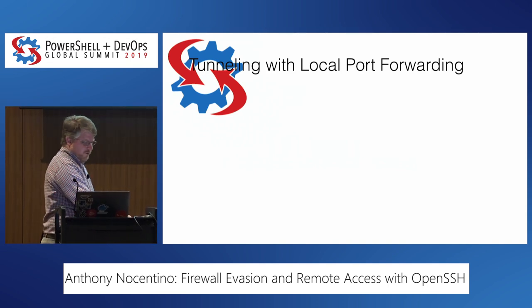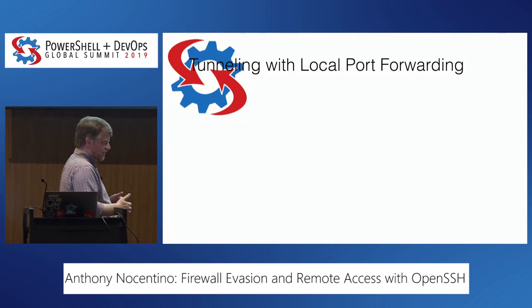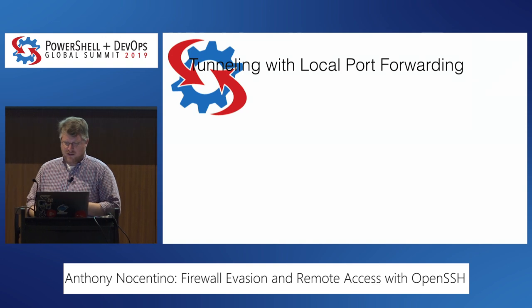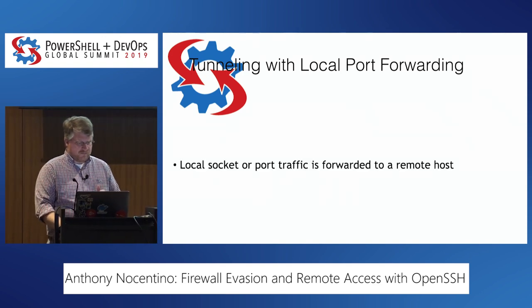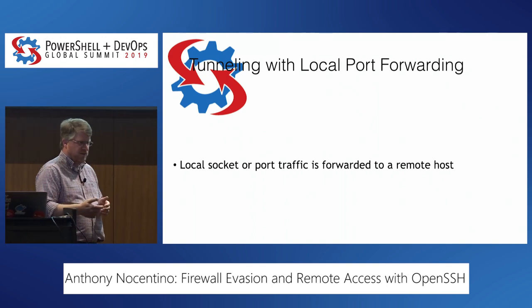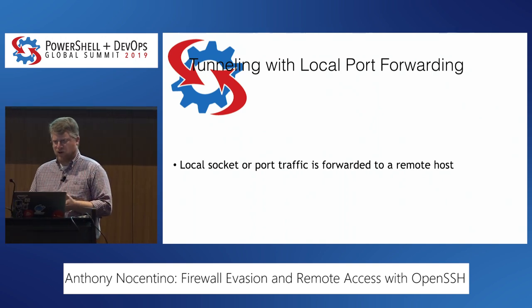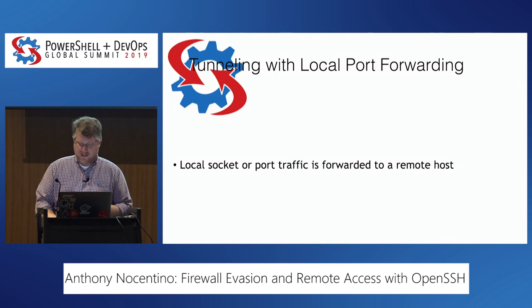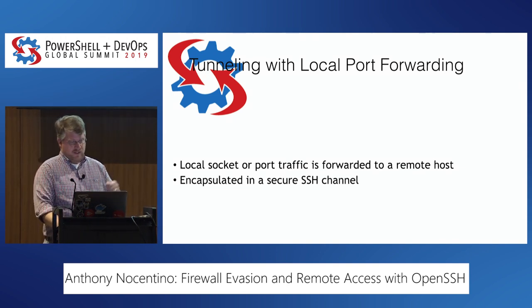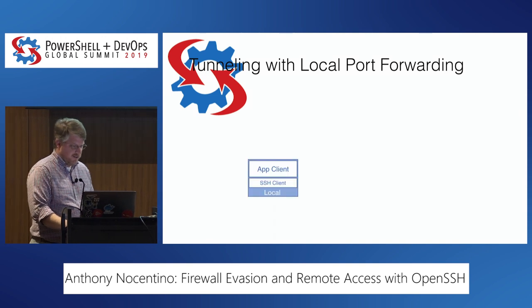So tunneling with local port forwarding, this is kind of like the first step in doing things your network administrators don't like. Tunneling with local port forwarding gives us the ability to use a local socket to forward traffic to a remote host. Maybe there's an insecure service that I didn't want to open up on a firewall, and I can go ahead and access that service through an SSH tunnel. Let's see what that looks like graphically.